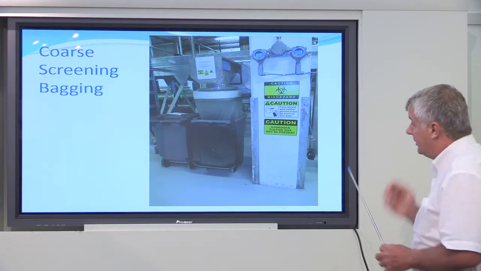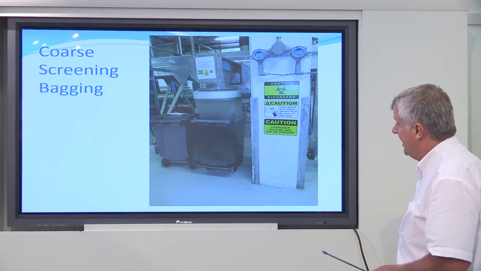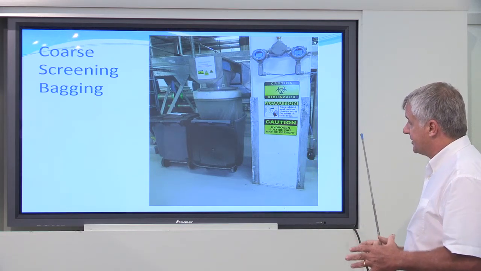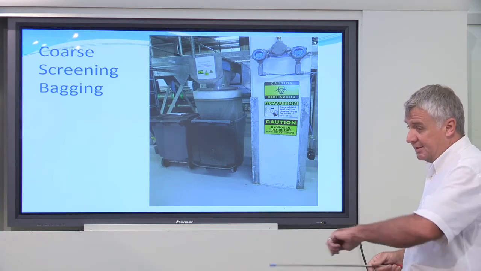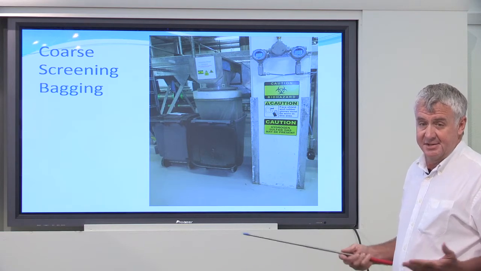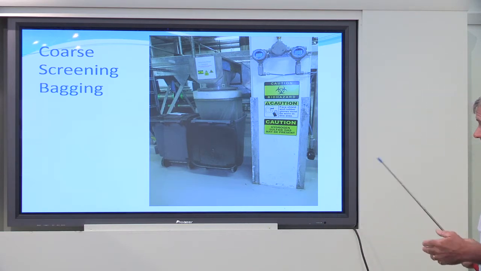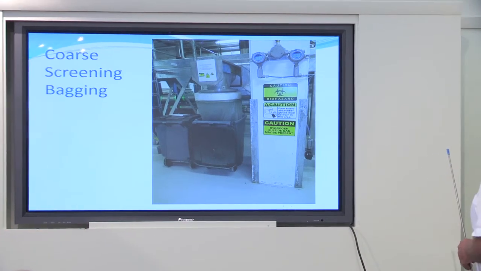This is what the bagging machine looks like for the coarse screens. It's almost like a continuous garbage bag, and the coarse screenings are in there. Every so often, somebody comes along, ties that up, and that's taken away. It's taken to Tyne's Bay because it's paper, effectively. It just gets incinerated along with the other rubbish that goes there.